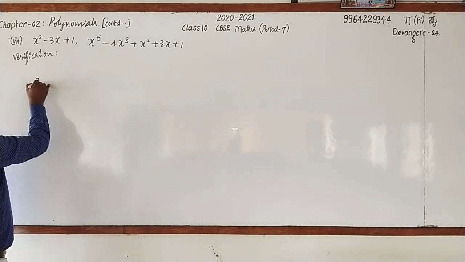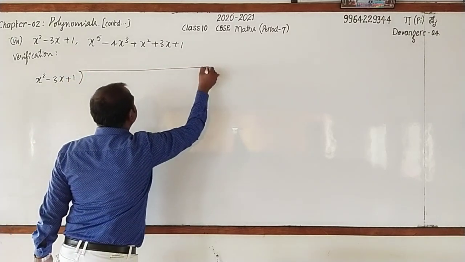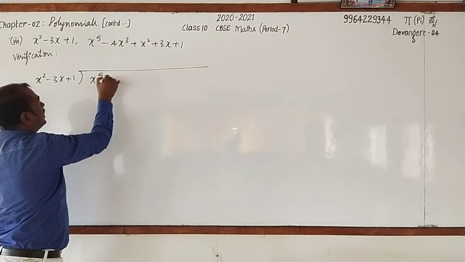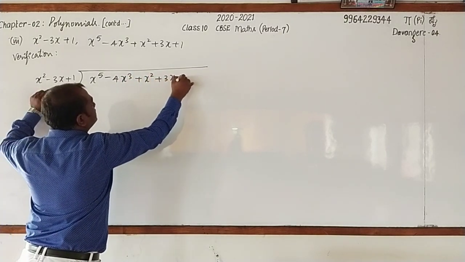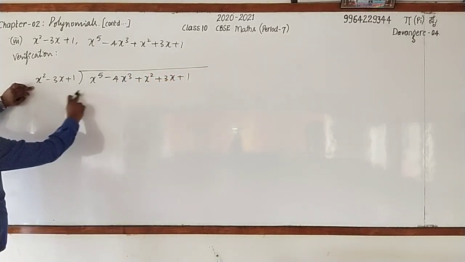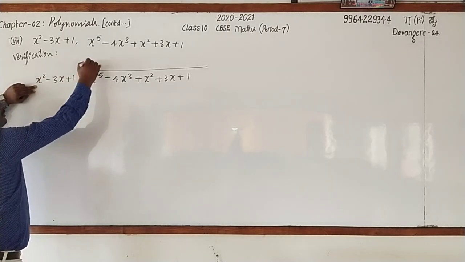We can write directly. x square minus 3x plus 1. From this, we are going to divide x raised to the power 5 minus 4x cube plus x square plus 3x plus 1. Equalize first terms. What should be multiplied with x square to get x raised to the power 5?